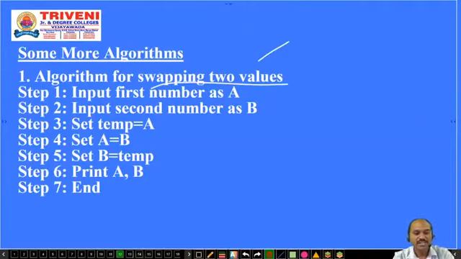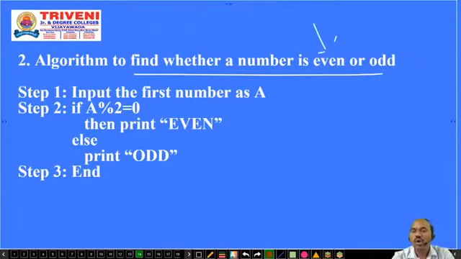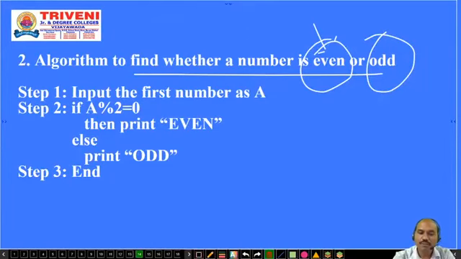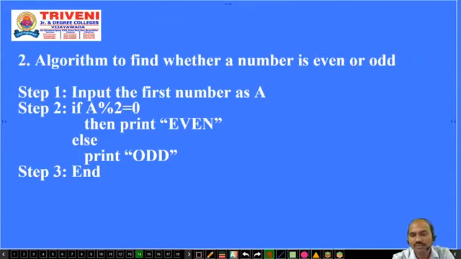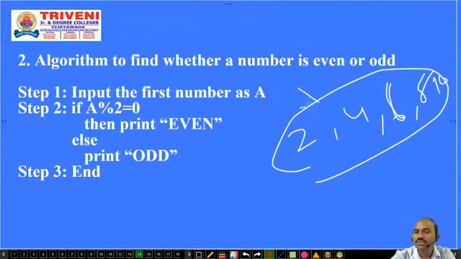Okay, the next one is another example, finding even and odd. When you are given a number, the number will be even or odd. How can you find out whether it is an even number or an odd number? What is an even number? Even numbers are 2, 4, 6, 8, 10. These are all the even numbers, you already know very well.